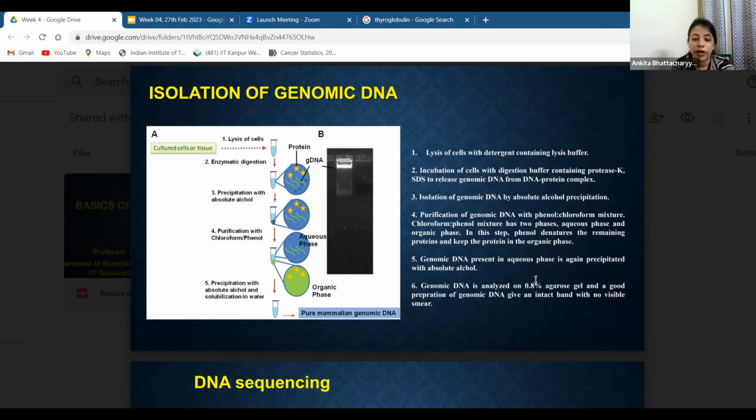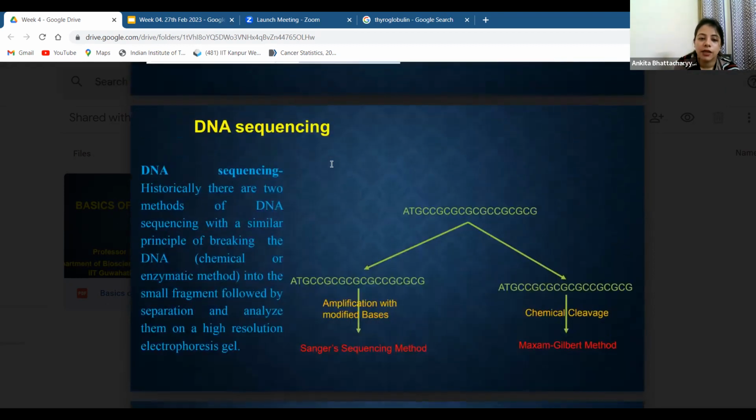Finally, whatever you have isolated, the genomic DNA, we can analyze on a 0.8% agarose gel, and a good preparation of genomic DNA gives an intact band, and like you can see here, you shouldn't get any visible smear. Whatever extra we're getting, it's not really a smear, but here it's an excellent isolation of genomic DNA.